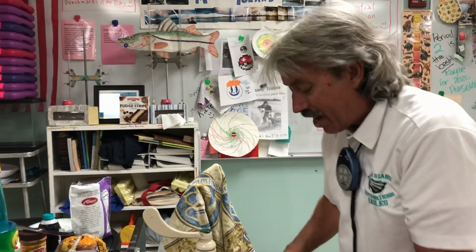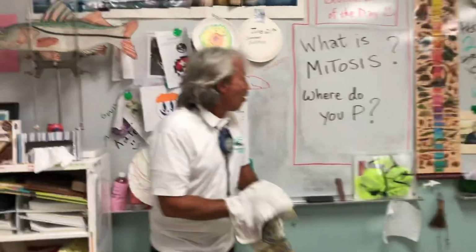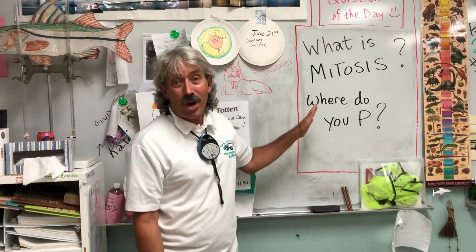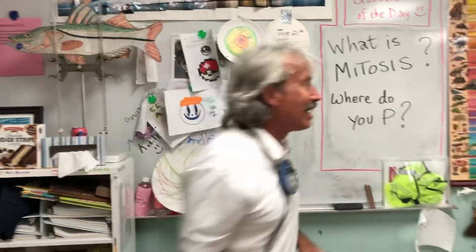Get our hands washed. All right, so this week we're learning about cell division. And cell division has a fancy name. It's called mitosis. Our essential question: what is mitosis, also known as where do you pee? Huh? What's that all about? More in a minute. First, your homework.